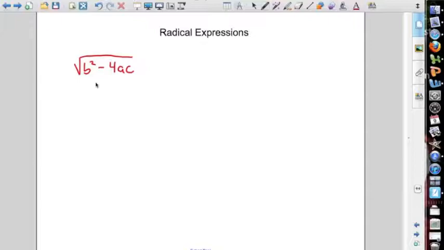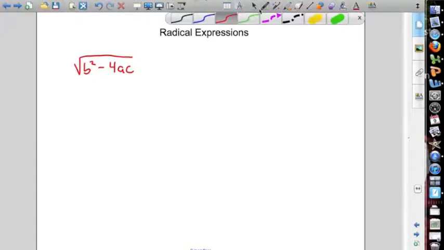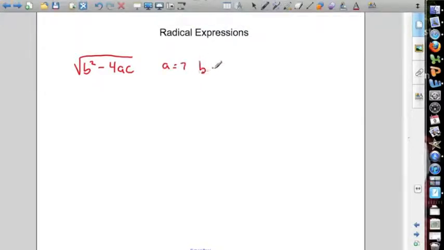This is an example of a radical expression that we'll use throughout this chapter. It's just an expression that's underneath the radical sign. And so our radicand, instead of just being a number or just one variable, is a whole expression here. What they'll do with these problems is they'll tell you, like, a equals 7, b equals 8, c equals 1. And they'll give you the information.